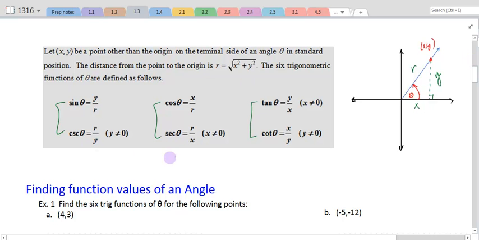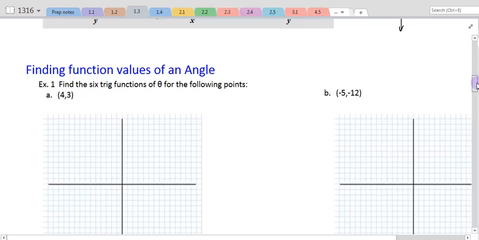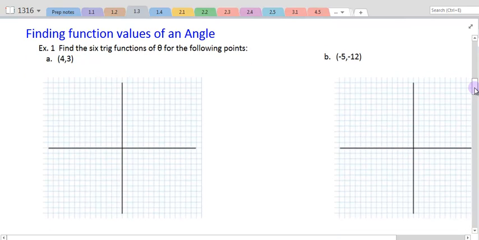So we're going to use these definitions of our trig functions to be able to find the value of an angle given a point. So let's come down here and practice this for just a couple of times. If I wanted to find out what the 6 trig functions were for theta, if I know that the point lies at (4, 3), you first want to start out by drawing that point (4, 3).